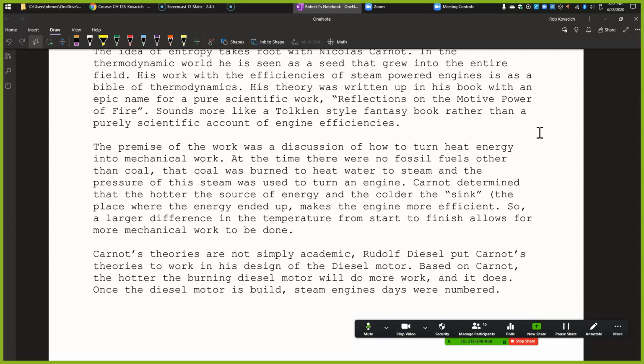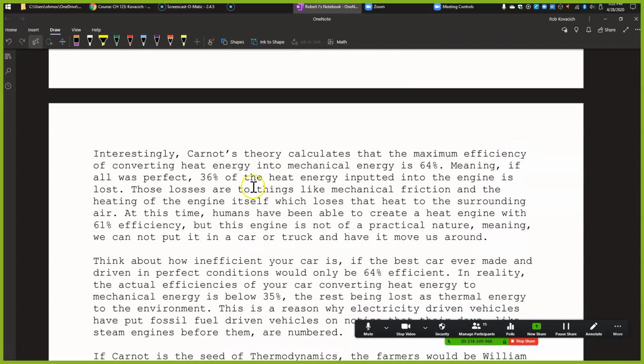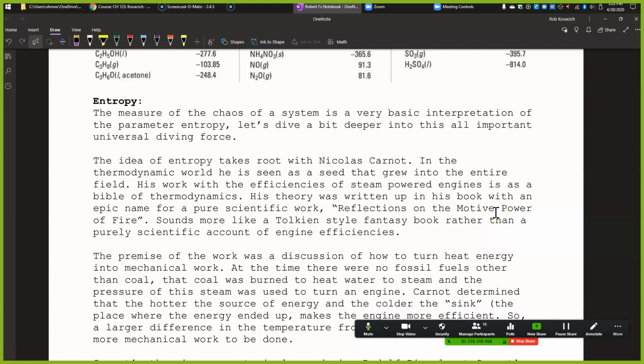What he came up with as a perfect engine, if it was perfect, like it didn't have any leaks or it was insulated perfectly and everything that you could do, was 36%. The maximum amount of efficiency you can get out of a perfect motor is 36%. So think about that for a second, just with your vehicle. What's the 64? The maximum amount of energy lost.